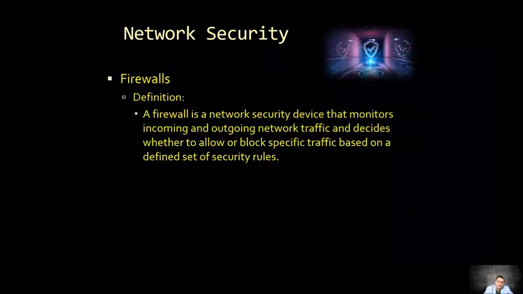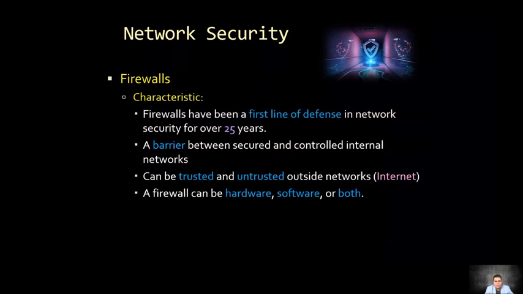The definition of a firewall is just a network device that can monitor incoming and outgoing traffic and decide whether to allow or block specific traffic based on the definition that we discussed before with the security policy and so on. We all know firewalls, and we all know that they have been around for more than 25 years now. They are the first line of defense. Actually, it's a barrier between the outside network and the inside network.